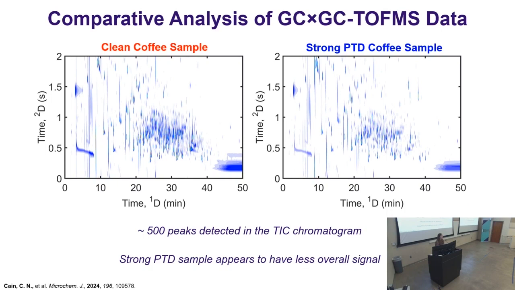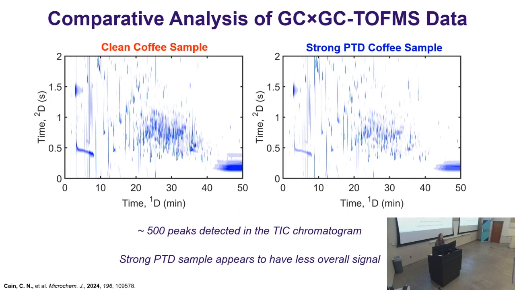So if we look at these two chromatograms, we can really see the complexity of the coffee matrix. We have over 500 peaks detected in the TIC chromatogram alone. But as Professor Synovec said earlier, the number of peaks in your TIC does not equal the number of components actually in your sample. It's much greater than that.